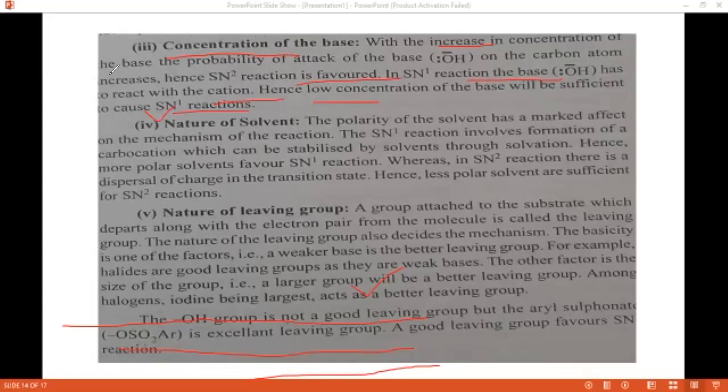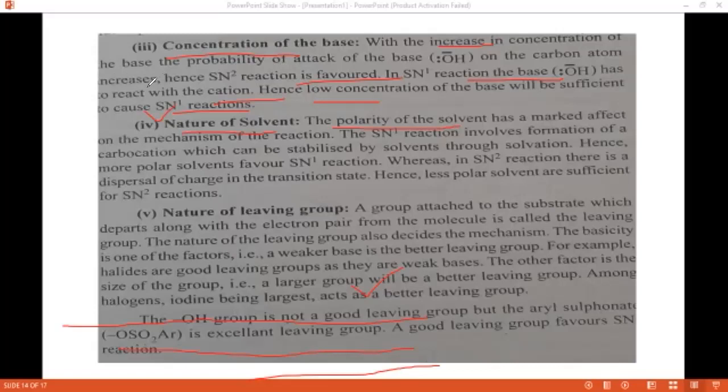The next factor is nature of solvent. The polarity of the solvent has a marked effect on the mechanism of the reaction. The SN1 reaction involves the formation of carbocations.